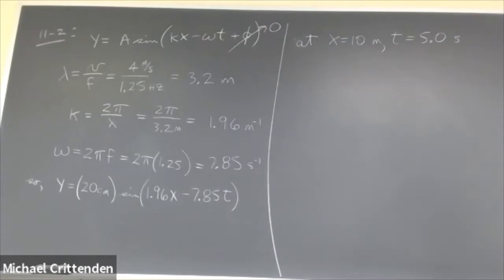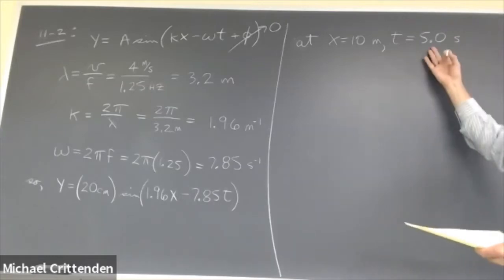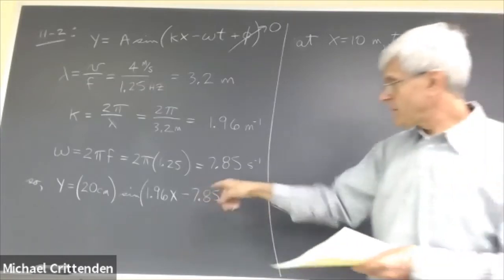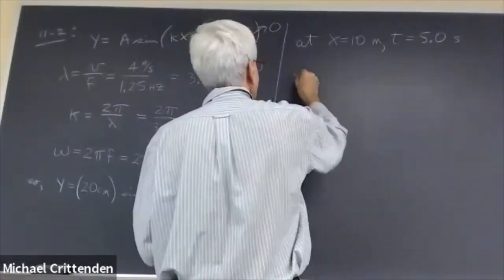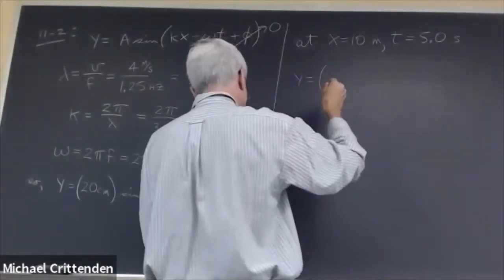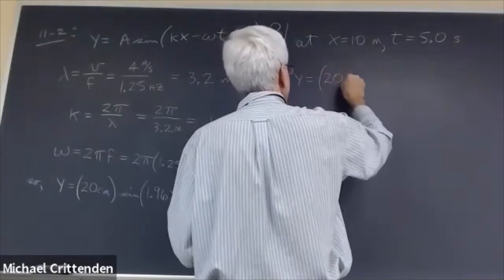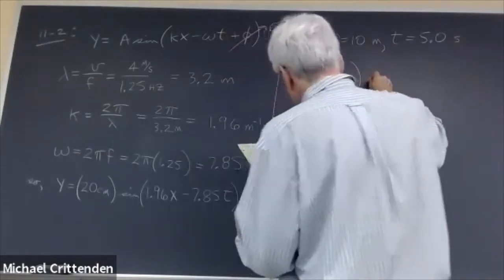So the picture shows that the point we're interested in is 10 meters from the log, or the location of the vibrating log. That seemed like a convenient place to call the origin. And the question says we're interested in this particular time. So you fill all that in and then push a few buttons. We've got y equals the amplitude, 20 centimeters.